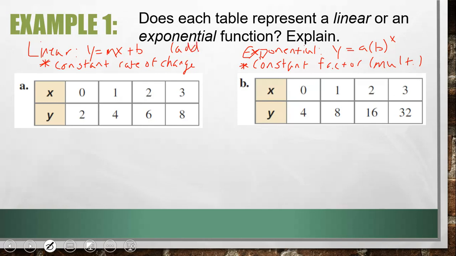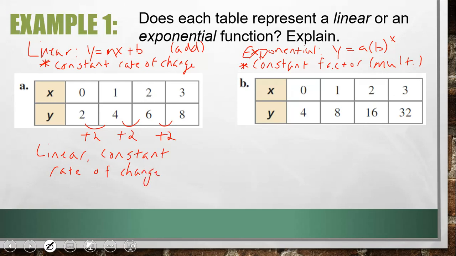So we're looking at our y values and we're looking at what's happening here. I always start with addition because that's easier to do. So if I go from 2 to 4, I'm adding 2. And then from 4 to 6, I'm adding 2. And then from 6 to 8, I'm adding 2. So because I'm adding the same amount each time, I'm not multiplying by the same amount, right? 2 times 2 is 4, but 4 times 2 is not 6. This represents a linear function. It represents a linear function because we have a constant rate of change. My y's are increasing by the same amount each time.